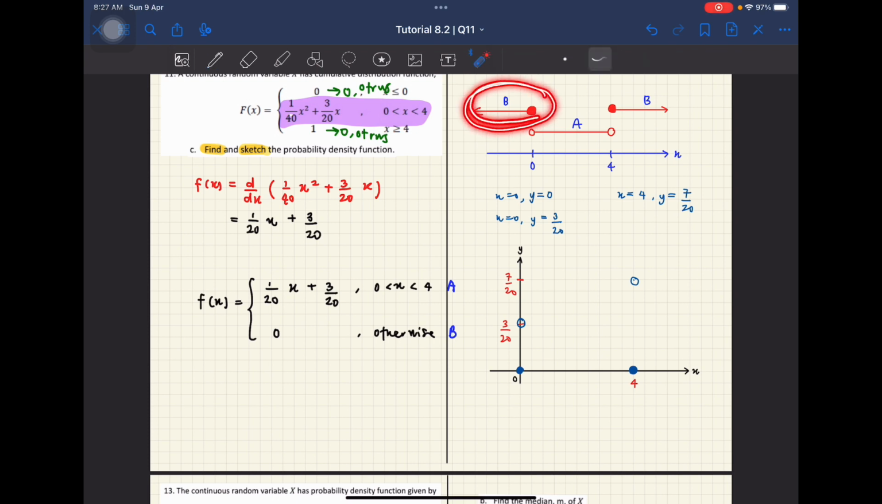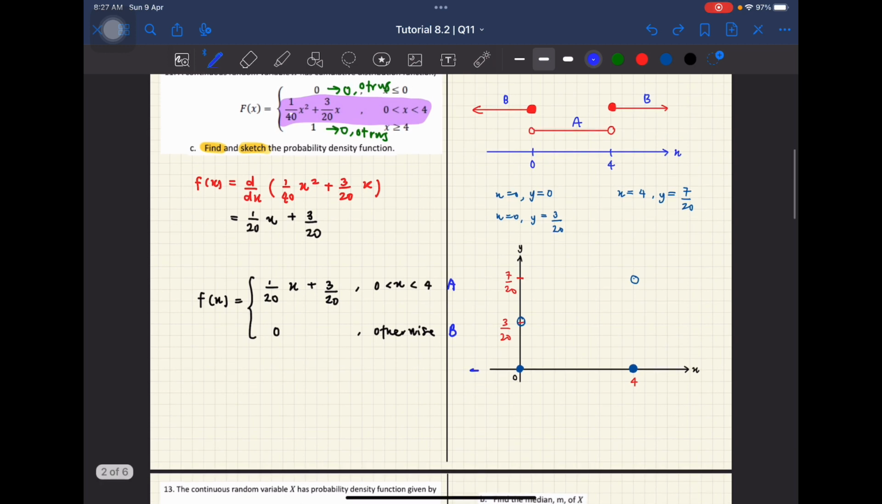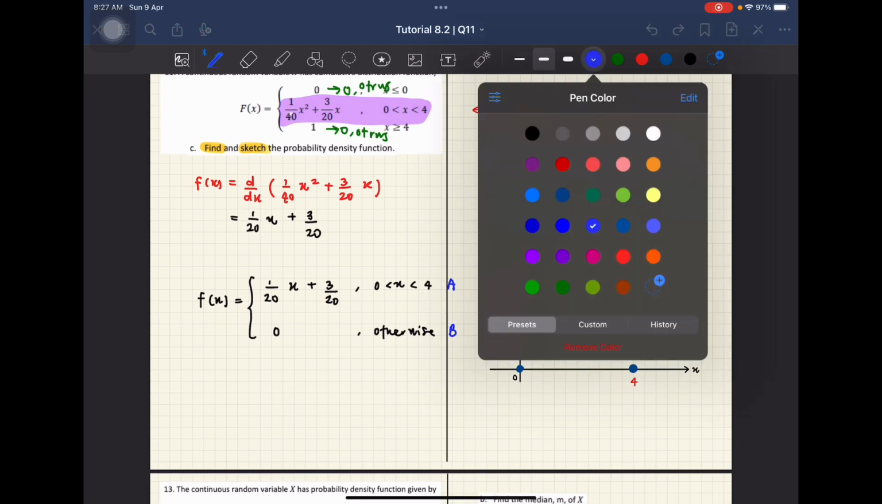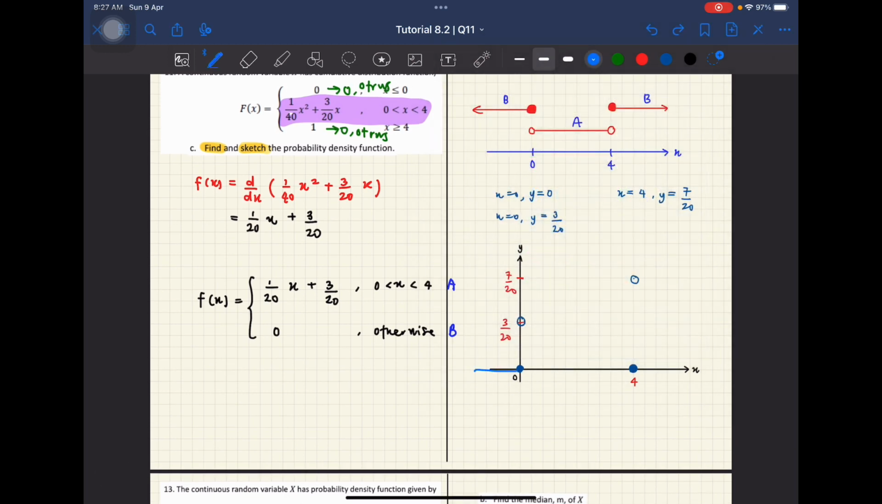So for this one dia kata function B adalah 0. Okay, and then dia pergi ke belakang. Right, so maksudnya kita akan lukiskan satu garisan pergi ke belakang lah. Like this. Sekejap saya guna warna lain. Nampak juga. So dia pergi ke belakang macam ni. Okay, and then for this one, for function A, daripada 0 sampai 4, dia adalah linear. This one, 0 sampai 4 adalah linear.